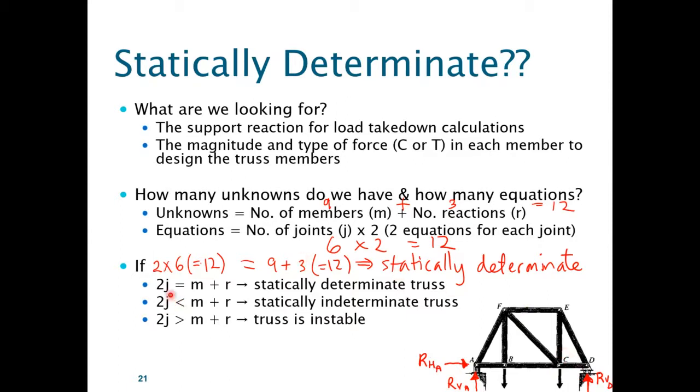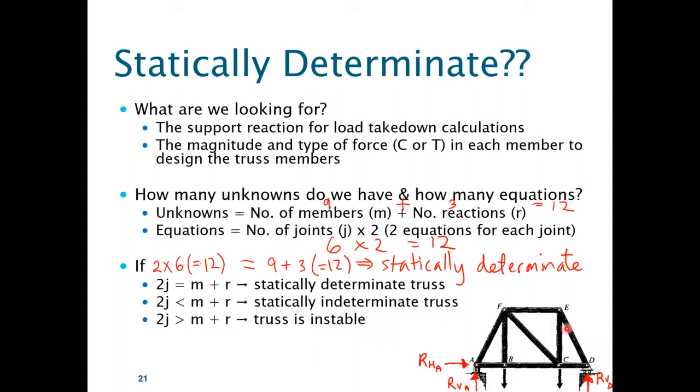If it turns out that 2 times the number of joints was less than the number of members plus the number of reactions, then it's a statically indeterminate truss. So for example, in this case, if at D we had a pin support rather than a roller support, what would end up happening is we would have another reaction, a horizontal reaction at D. So that would mean that M plus R would be 9 plus 4 reactions, 2 here because of the pin connection. We would end up with 2 on the right-hand side because it's a pin connection.